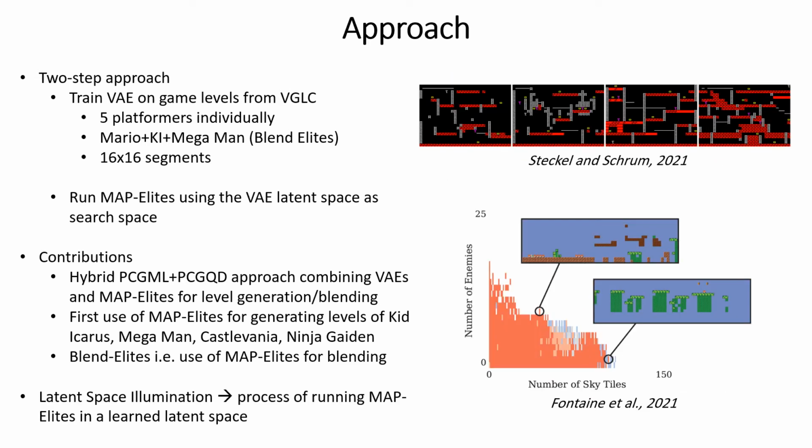Now, it should be noted that there are other works that have run MAP-Elites in learned latent spaces, and in fact, this process was termed as latent space illumination in work done by Fontaine et al. That came out in AAAI this year, where they ran MAP-Elites and a bunch of its variants within the latent space of a GAN trained on Mario. And since the writing of this paper, there has also been some work in doing this type of latent space illumination using GANs and Lode Runner.